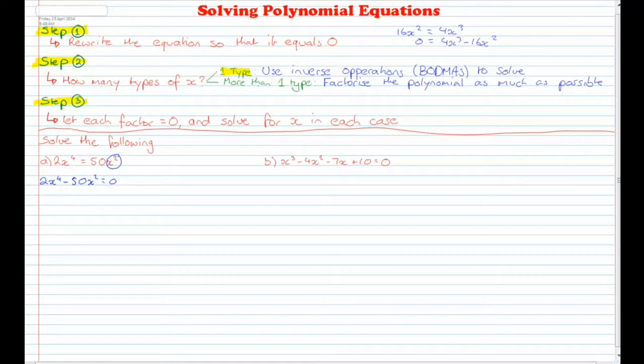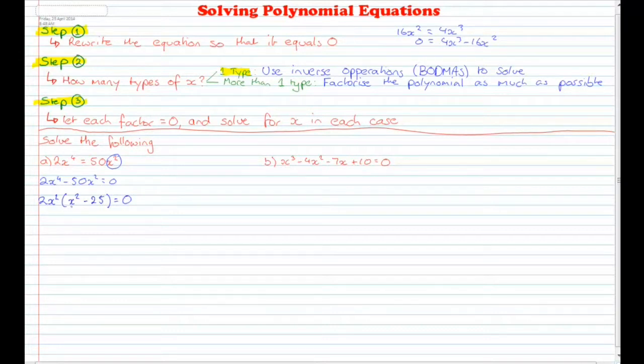So because we've got more than one type, what we need to do is factorize the polynomial as much as possible. Now in order to factorize, we need to always look for the highest common factor first. Now the highest common factor between 2x to the power of 4 and negative 50x squared is going to be 2, because 2 goes into both, and x squared, because x squared also goes into both. That's going to leave us with x squared inside the brackets, because 2x squared times x squared is 2x to the power of 4, and 2x squared multiplied by negative 25 will get us negative 50x squared, and that's going to be equal to 0.